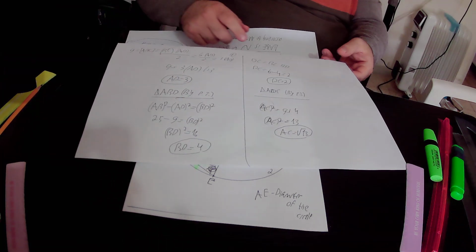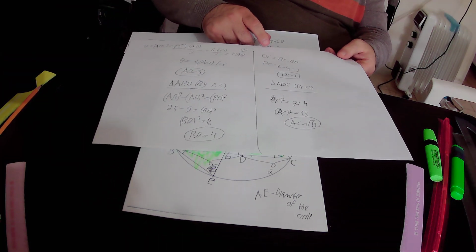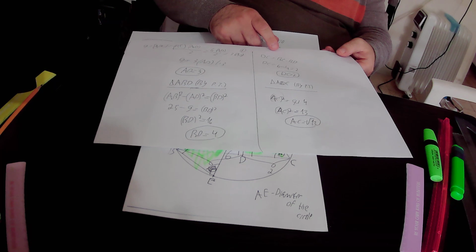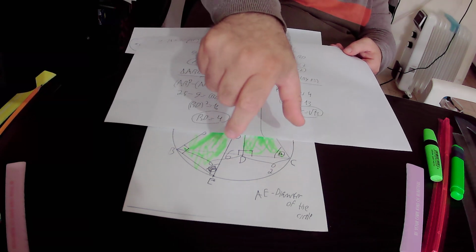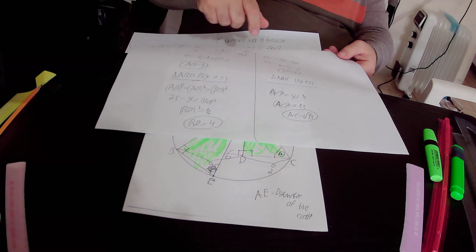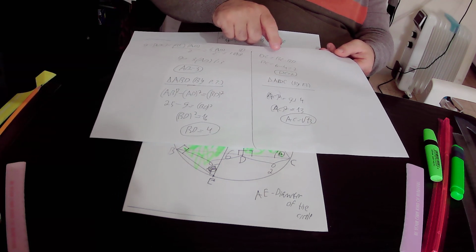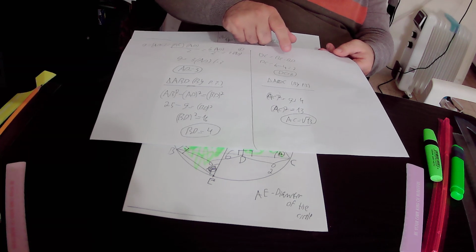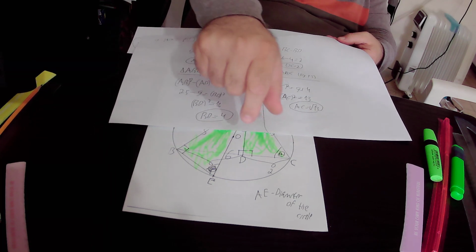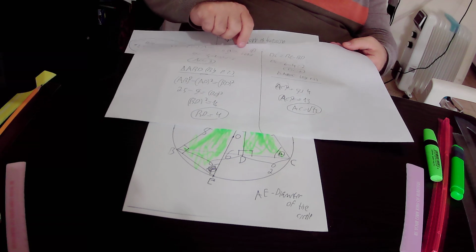From the drawing it is very easy to see that DC equals BC minus BD. BC equals 6, DB equals 4. So DC equals 6 minus 4, that is 2. So DC equals 2 units.